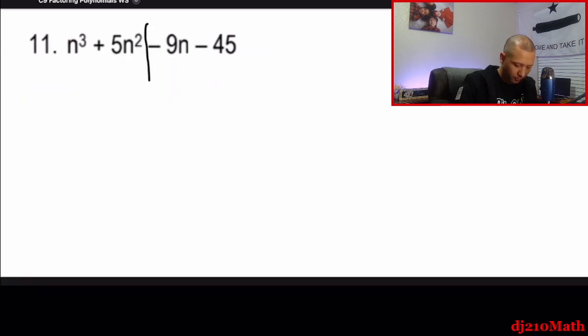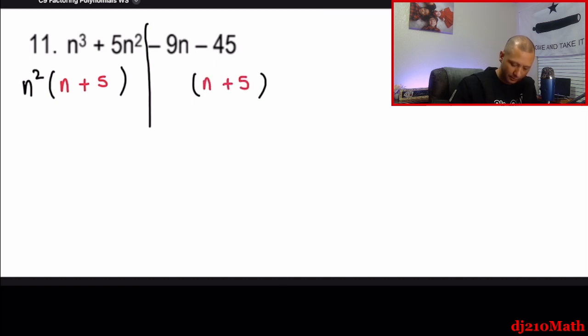Okay, number 11. Split left-hand side, n squared. Inside is going to be n plus 5. Right-hand side, I know that n plus 5 needs to show up. That's the only way that this works out. But let's see. So here this is negative, so I'm definitely factoring out a negative. If that term is negative, you gotta pull out a negative. So we're gonna take out a negative 9.